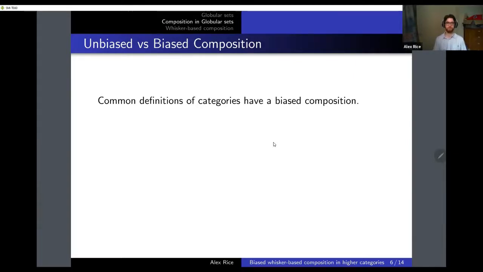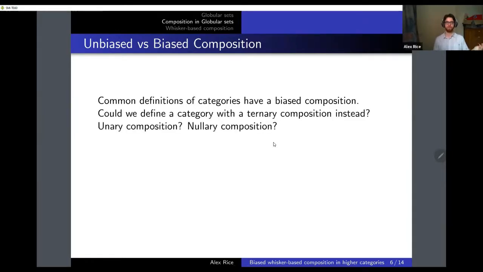So what does this mean? Well, what it means is that we've just defined a binary composition and identities, and we've not defined any other types of composition. And we're just hoping to be able to build these other types of composition from what we had from our binary composition. So we can ask different questions. Could we have just defined the category with a ternary composition? And yes, it would work.